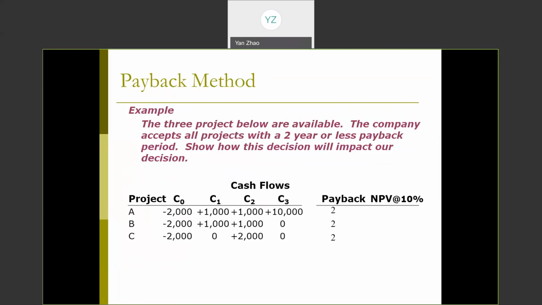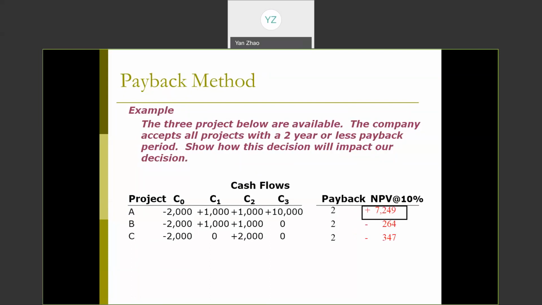But let's take a look at what the net present value is at a 10% discount rate. Without even doing the calculation, I know project A is going to have a very positive net present value because of this big lump sum payment at year 3. While project B and C will have negative net present value, right? Because if you discount the future cash flows, that will be a number smaller than $2,000. Let's do it.